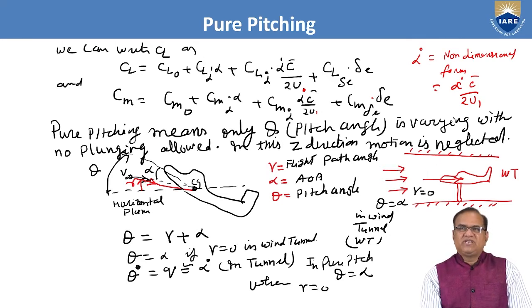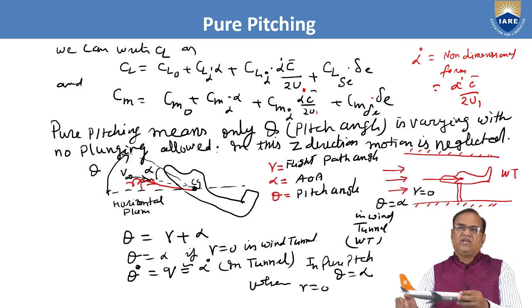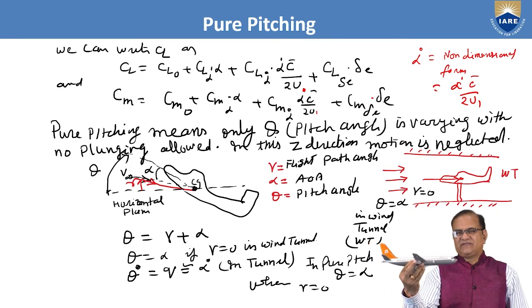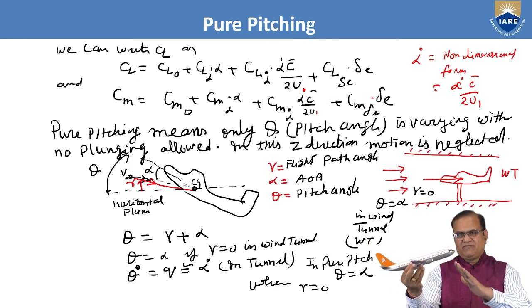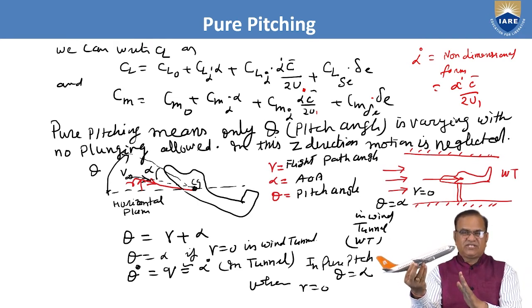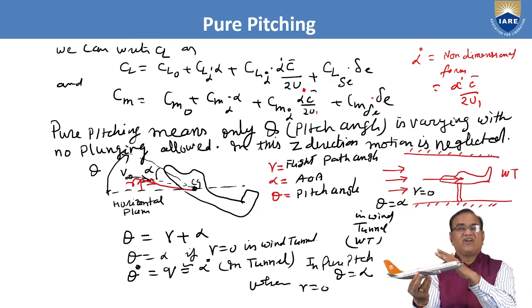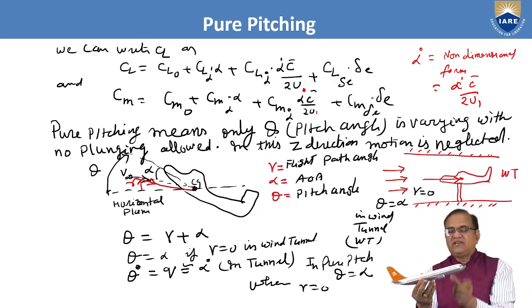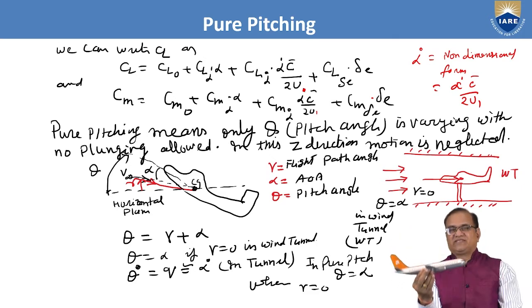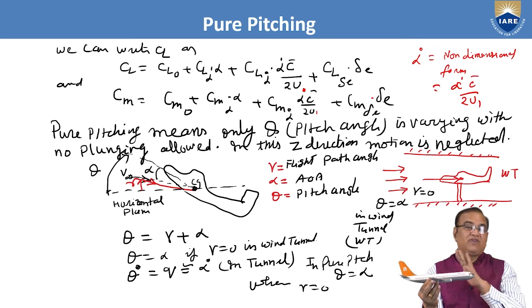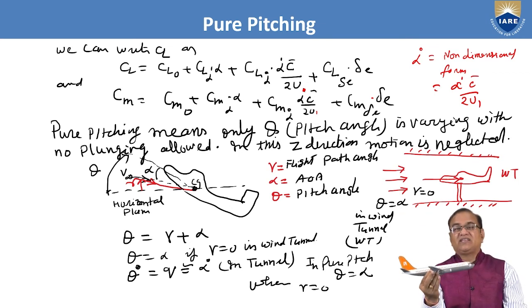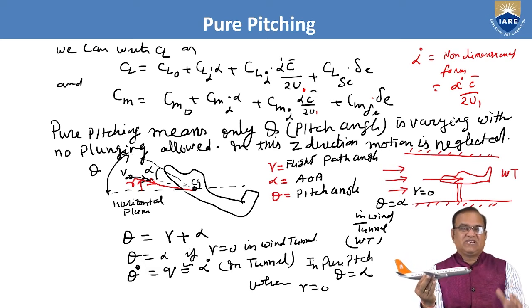So pure pitching means only the pitch angle theta is varying, with no plunging allowed. So what is plunging? If the aircraft is flying like this and there is some disturbance and it moves like this, theta is increased. Due to the increase in theta, the angle of attack is also increased, so lift will be in the upward direction and the aircraft will start moving like this. This going up and down is called plunging. Plunging is not permitted in the pure pitching condition.